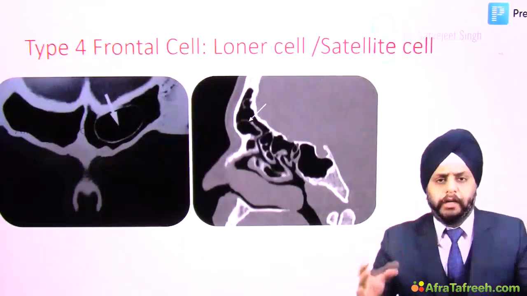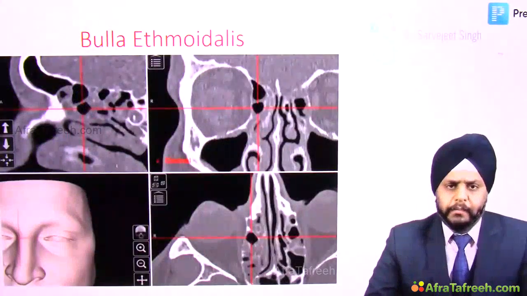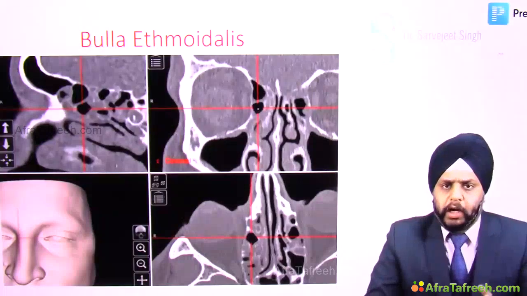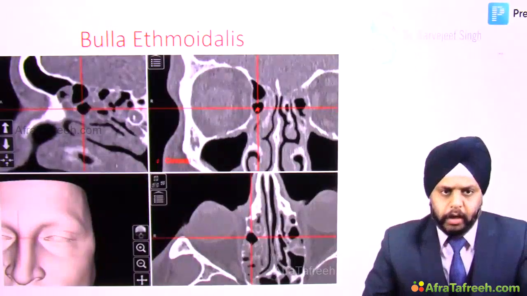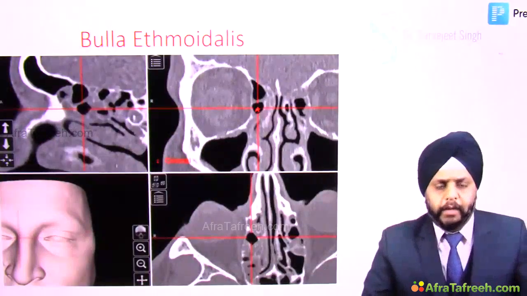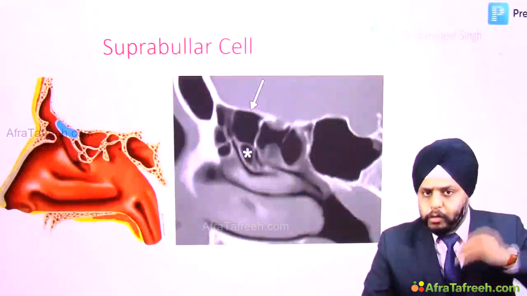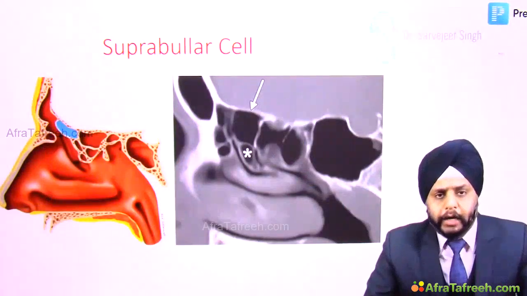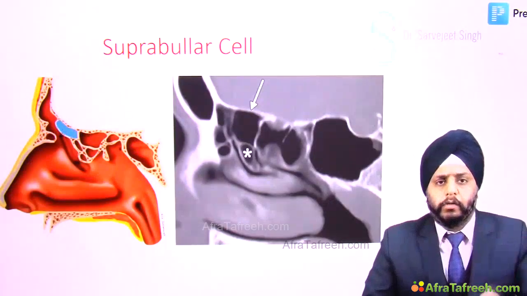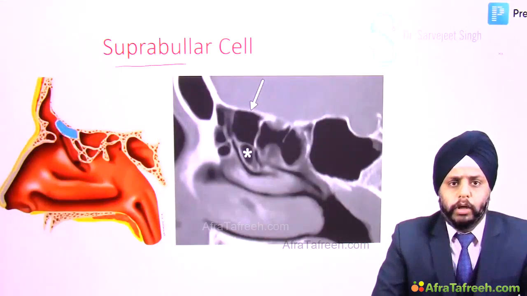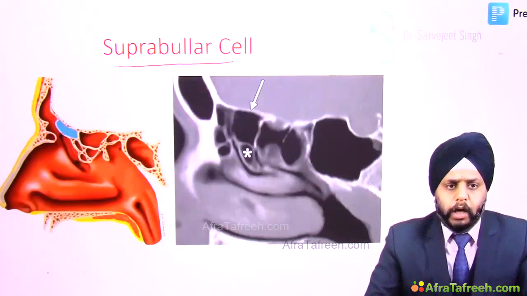Now after understanding this, let's go back and look at this cell. What is this cell? Look at the second photograph, and you will quickly be able to identify that this is the bulla ethmoidalis. Remember, we talked about the bulla ethmoidalis earlier in the diagram. I told you a cell that lies above this bulla ethmoidalis, above this most consistent cell, is known as the suprabullar cell.